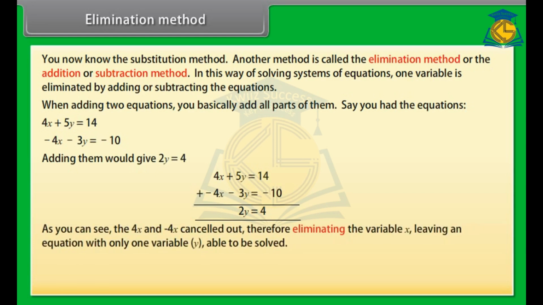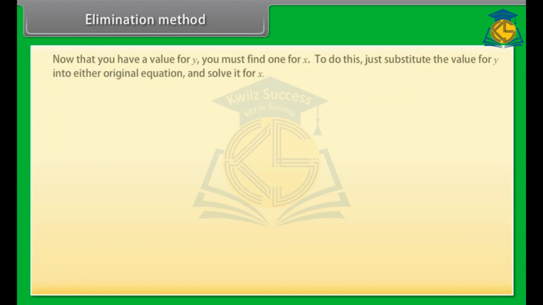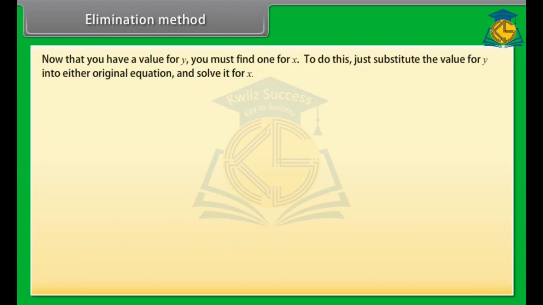As you can see, the 4x and minus 4x cancelled out, therefore eliminating the variable x, leaving an equation with only one variable y able to be solved. 2y is equal to 4. y is equal to 2. Now that you have a value for y, you must find one for x. To do this, just substitute the value for y into either original equation and solve it for x.